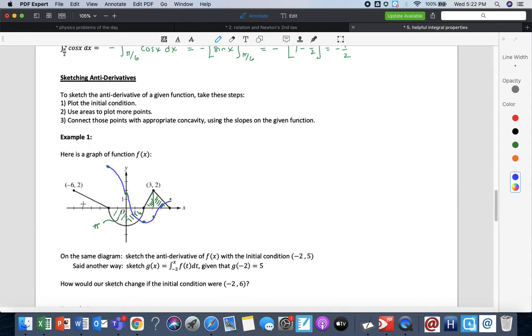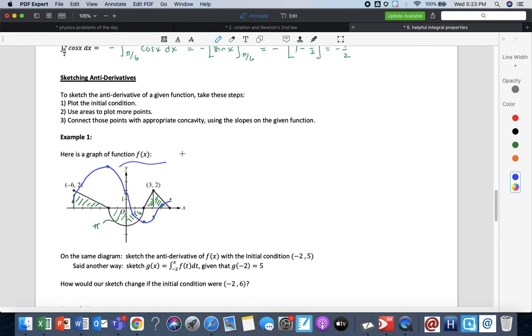Now I can even go backwards in time. The area of this triangle off to the left here, it's a 4 by 2 triangle, so that's an area of 4. And that's positive area, so my function must be increasing, but I'm going back in time, so I'm going to subtract 4, and that would put me at a y value of about 1 over here. And I would connect those with a negative concavity because the slope of that function is negative. So there is a picture of the integral of f.